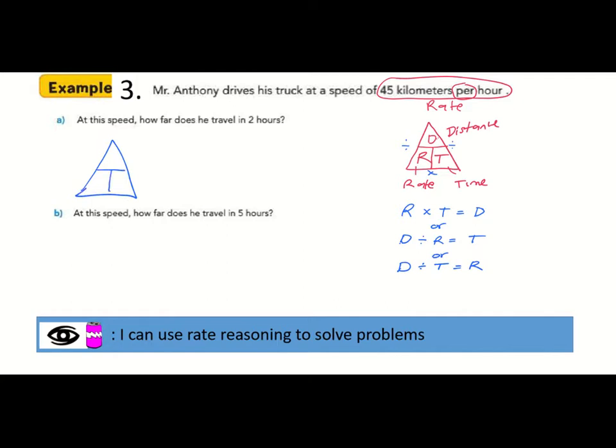And they do not tell us our distance, so I'm going to call distance D up here. They do tell us the speed. The speed is 45 kilometers per hour. And they do tell us the time. It says in 2 hours.